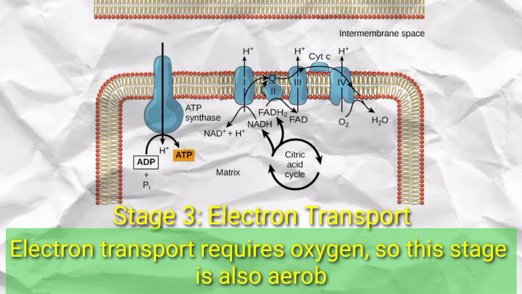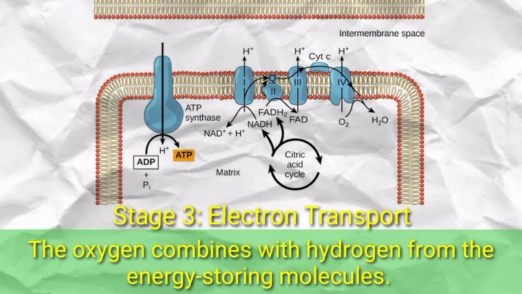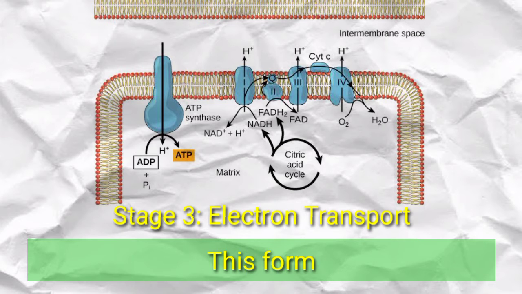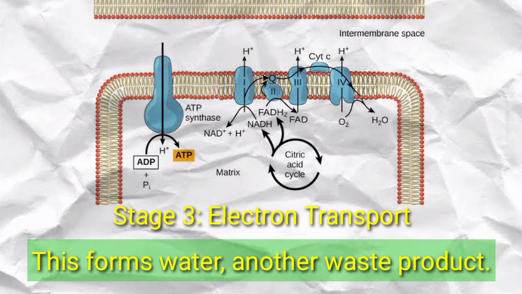Electron transport requires oxygen, so this is also aerobic. The oxygen combines with hydrogen from the energy storing molecules. This forms water, another waste product.